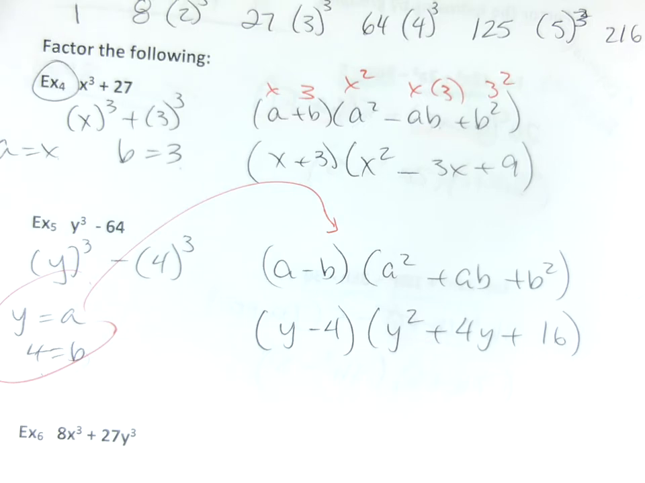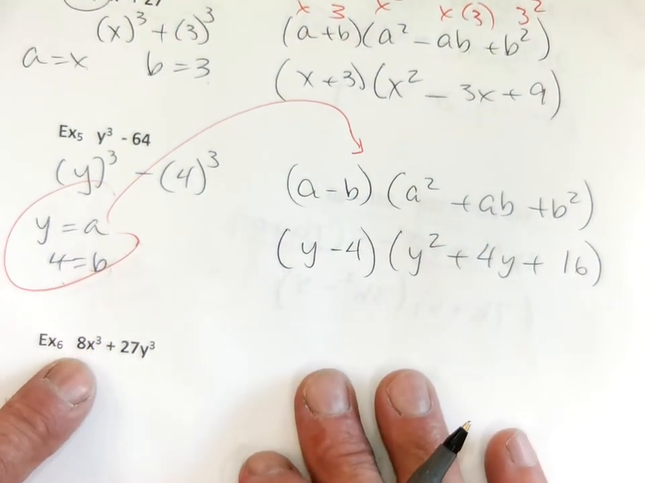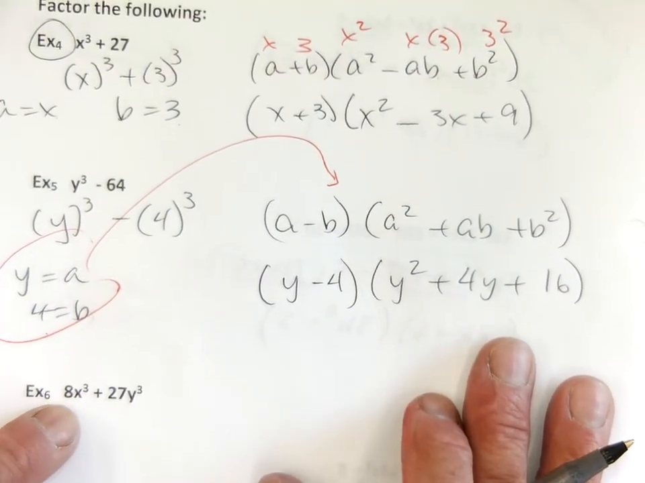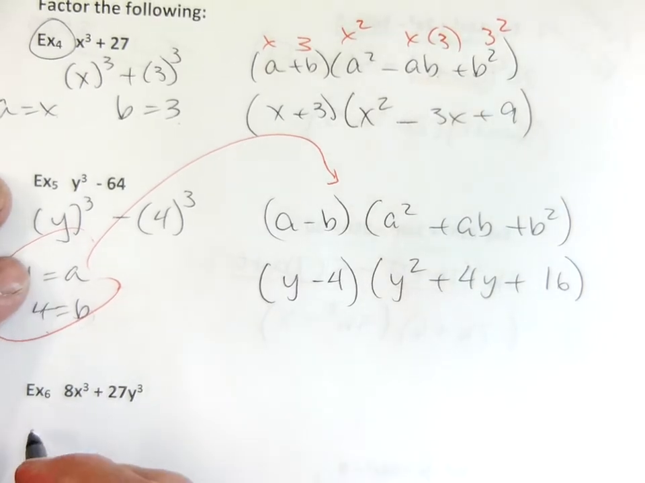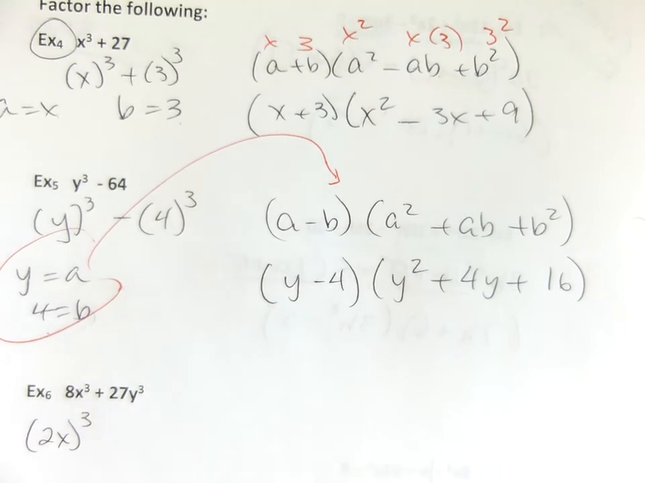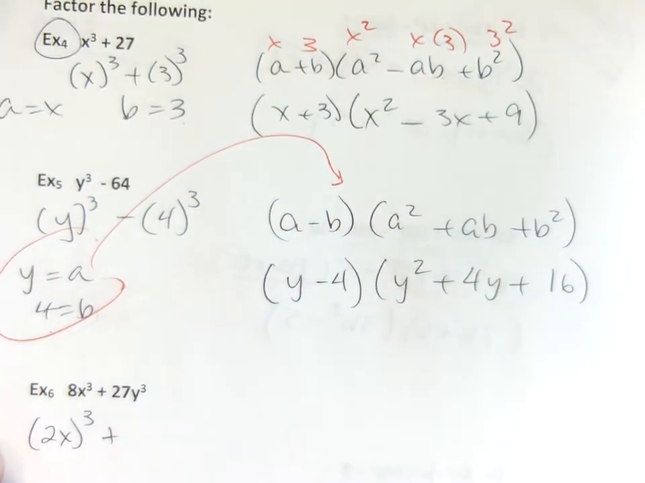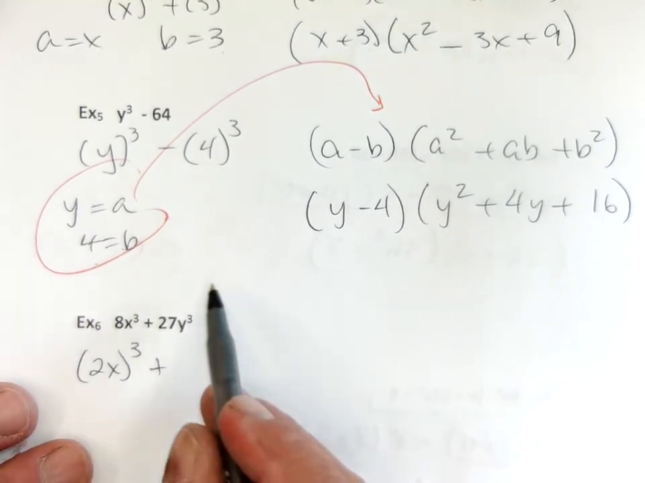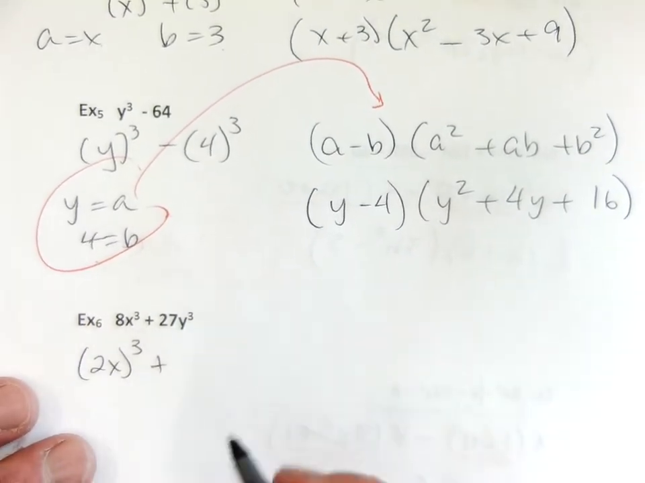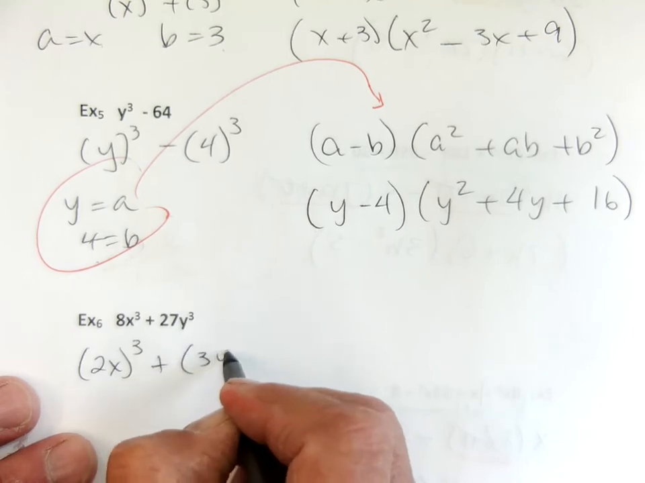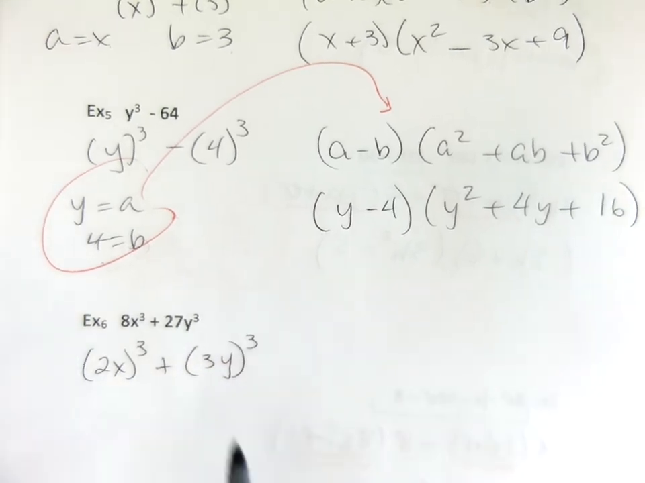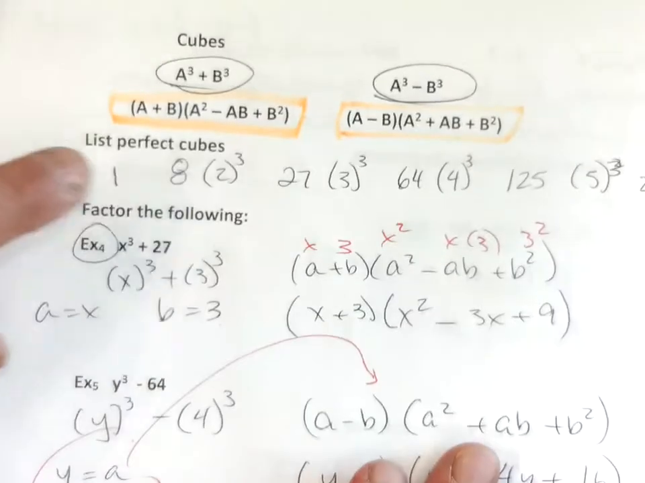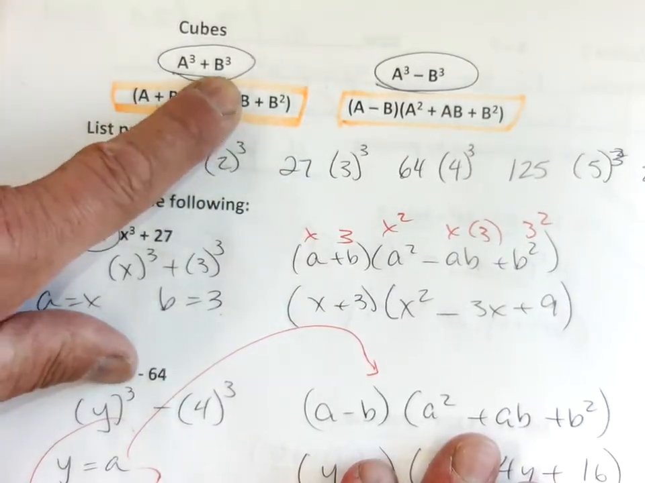Now, example 6 looks hard, but it's not. Is 8 a perfect cube? What is it? It's 2. So I'm going to rewrite this as 2x cubed. See, I got both the x and the 2. So that's my a. And what's 27? 27 is a cube. What is that? That's going to be 3y cubed. All right, it's plus. So I look at my formulas. I want to use that one because it's plus, right? There's the plus. I'm going to use that form.